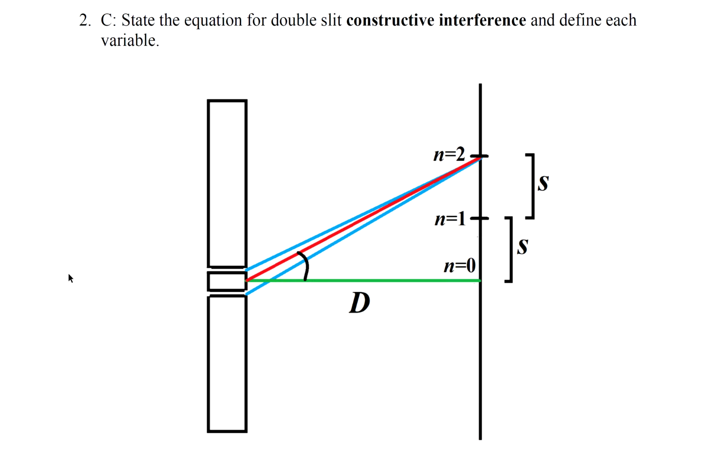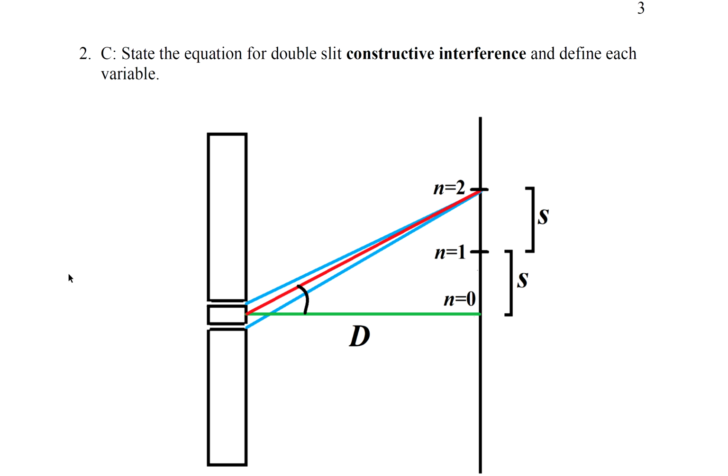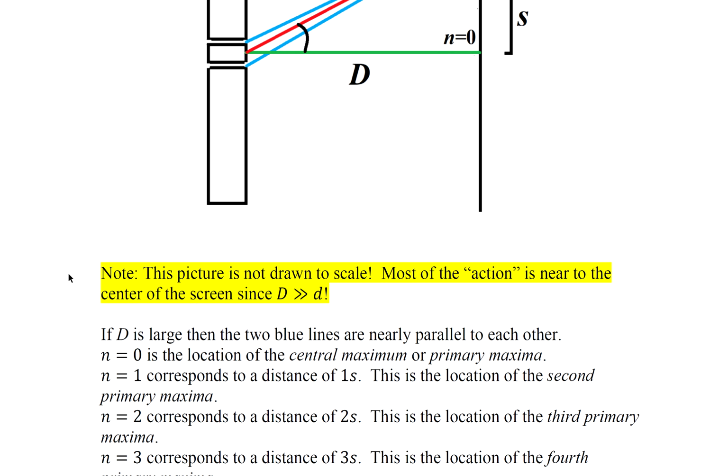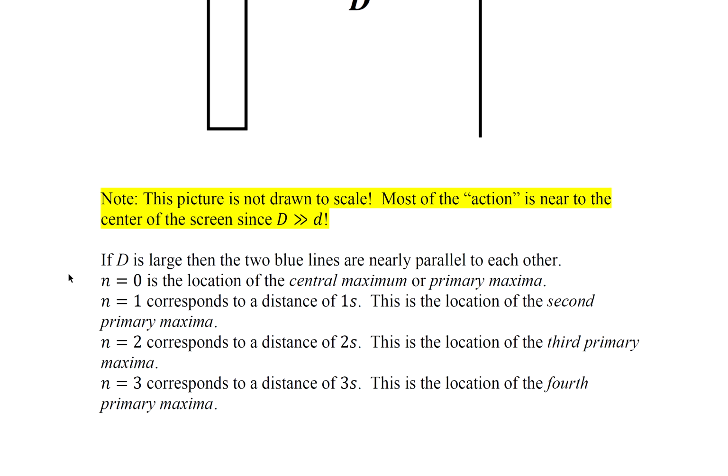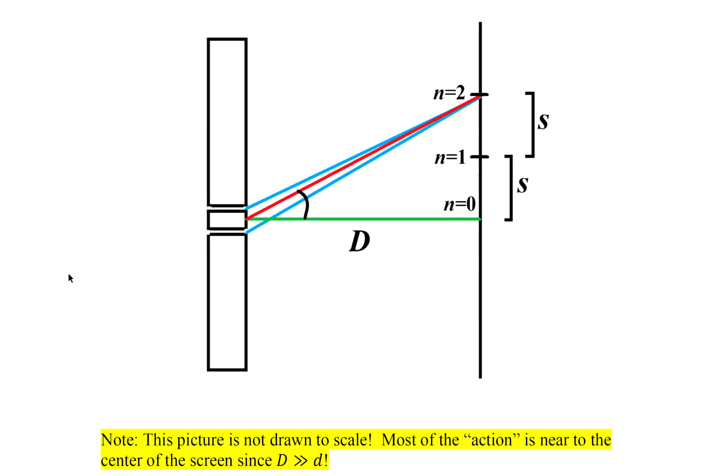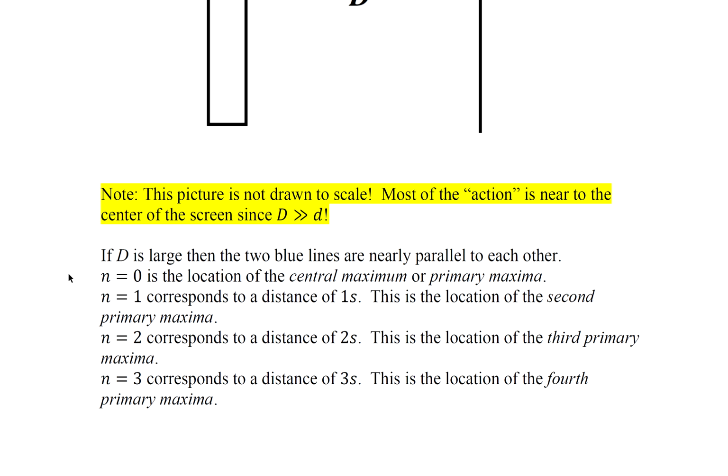Question 2. State the equation for double slit constructive interference and define each variable. So remember, this equation is going to give us the locations of constructive interference. Okay. So it tells us to state the equation. So remember this.